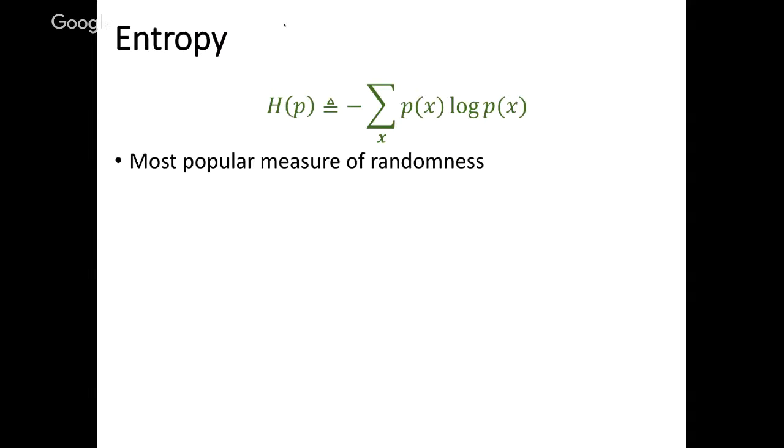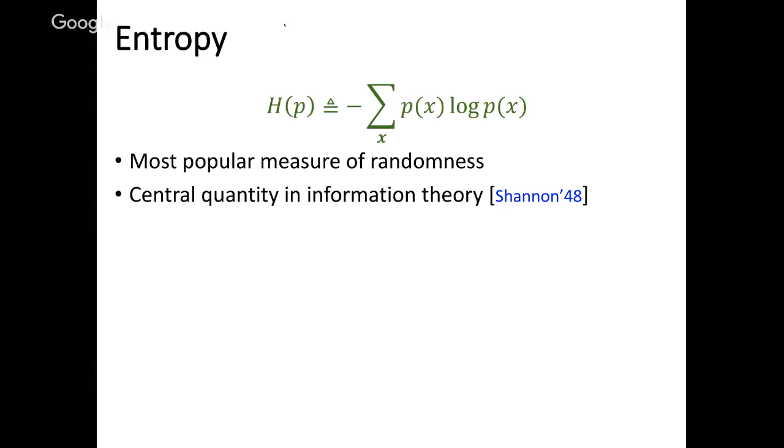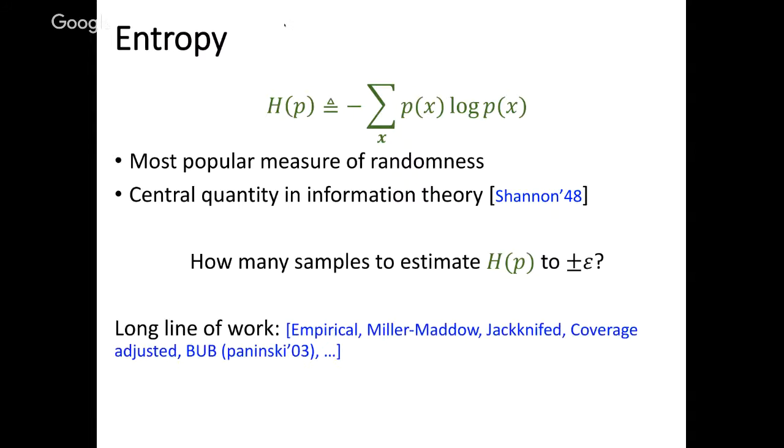Entropy is one of the most fundamental symmetric properties, and it's the central quantity in information theory. It's also one of the most popular measures of randomness of a distribution, and it appears as the fundamental limit of data compression as well as the capacity of channels. The question we ask is how many samples are needed to estimate the entropy H(p) up to an additive epsilon.